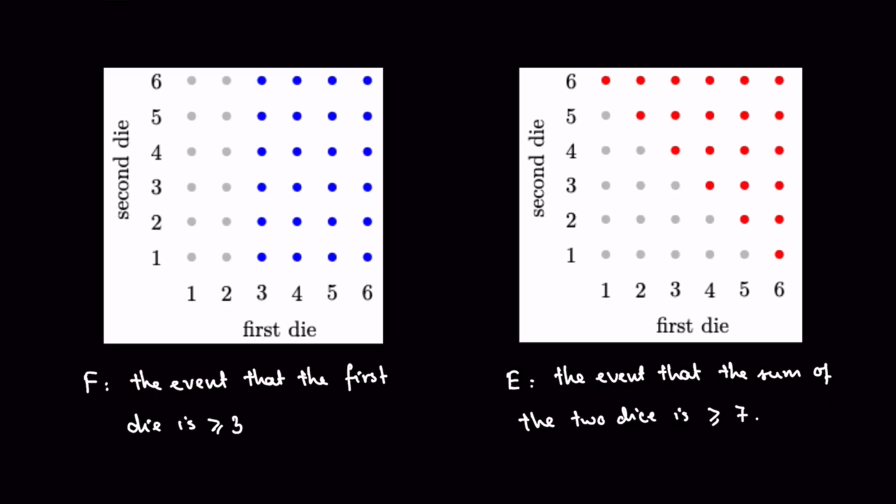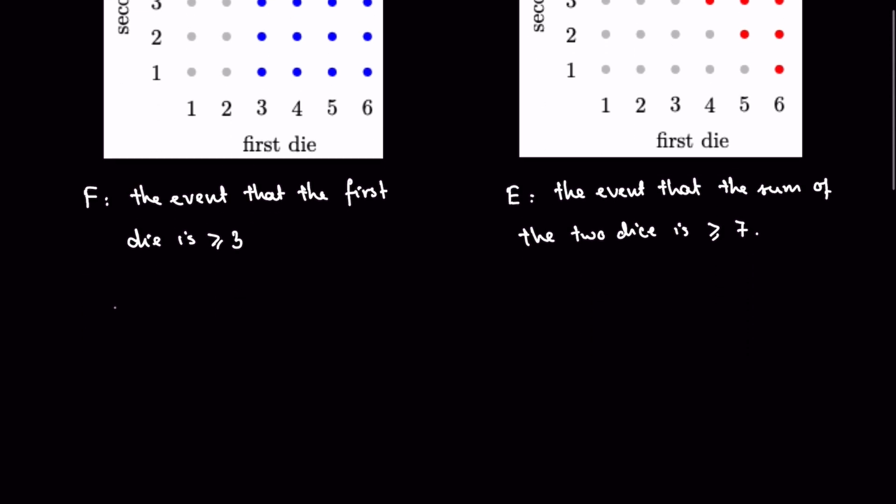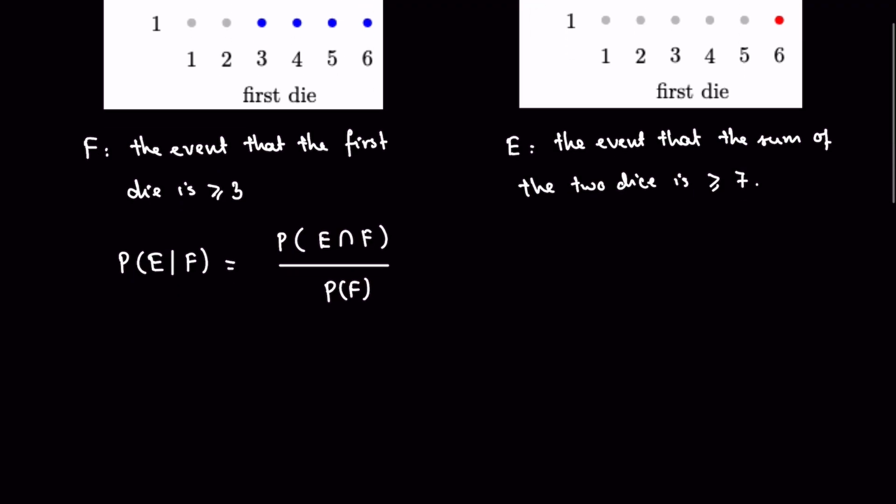So you want to know what is the probability of E given F. So this is equal to the probability of E and F divided by the probability of F. So again, what we are looking for is the probability of the sum of the two dice being greater than or equal to 7, given that the first die gives you a number that is greater than or equal to 3.